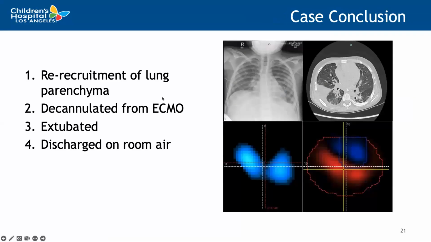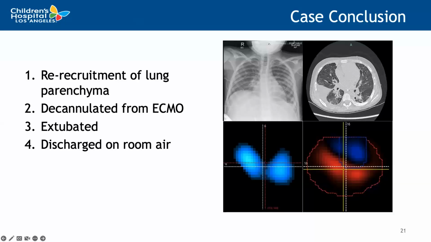So in conclusion of this case, I think it was a very exciting and rewarding outcome for this particular patient. He went on to be decannulated from ECMO and had almost complete re-recruitment of that right-sided lung parenchyma. So it was viable lung parenchyma, not necrotic tissue. He was eventually able to be extubated and finally was discharged home on room air after about a month's stay of inpatient rehab. And he's doing quite well to this day with no ongoing respiratory support needs.